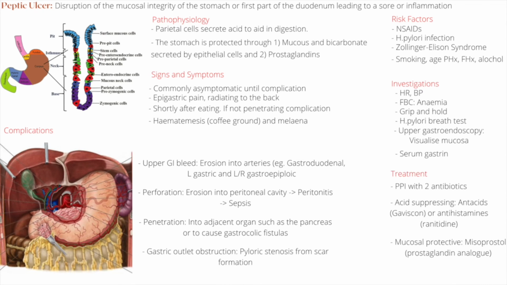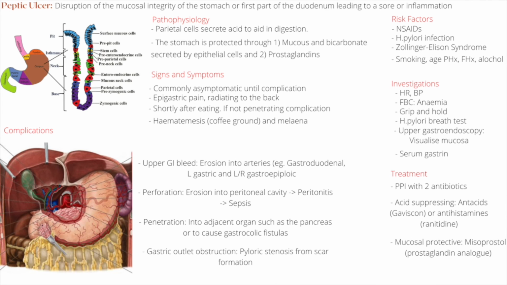Treatment focuses on the pathogenesis of peptic ulcers, so if you remember, too much acid and not enough mucosal protection. This is commonly done with PPIs such as omeprazole that inhibit the pumping of hydrogen ions to reduce gastric acid secretion. This is usually given with 2 antibiotics, so clarithromycin with amoxicillin or metronidazole.